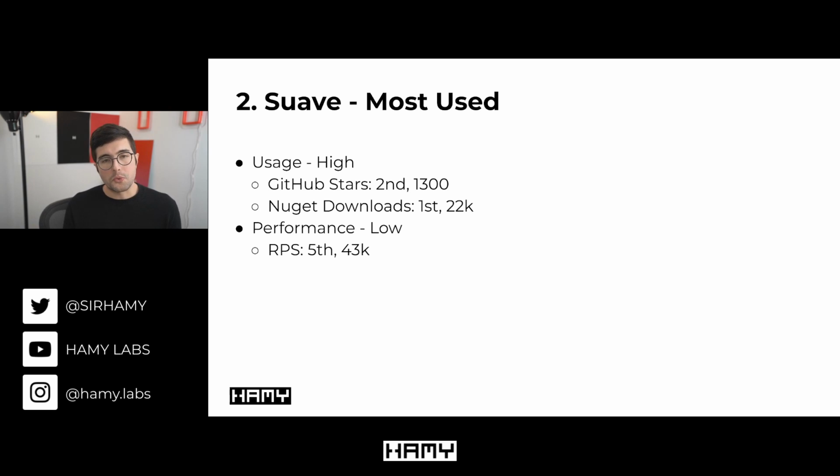Coming in second is Suave, which is the most used. It has the second most GitHub stars and by far the most downloads, which kind of is a proxy for who's actually using that. But as we saw, its performance is really low. And so while this comes in second based on the kind of proxy metrics I chose for this comparison, I don't think I would actually recommend most people to use this.